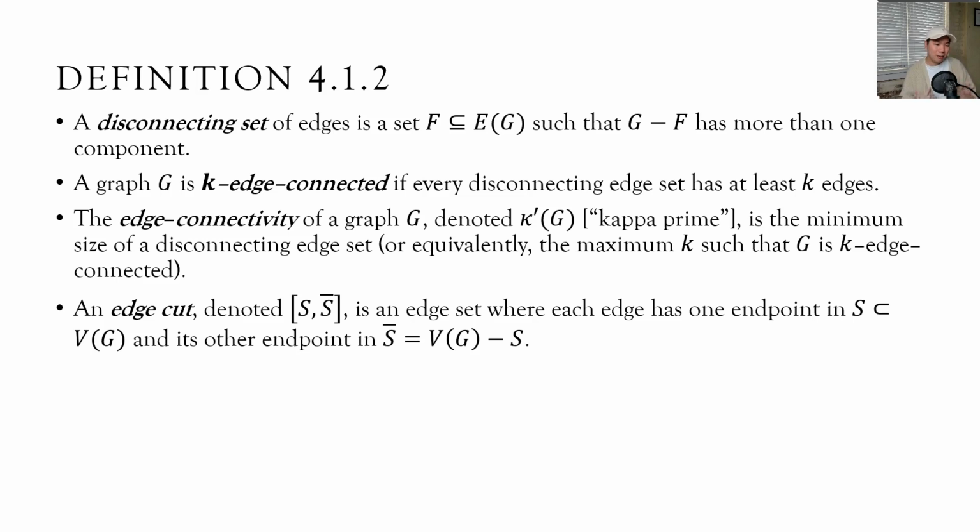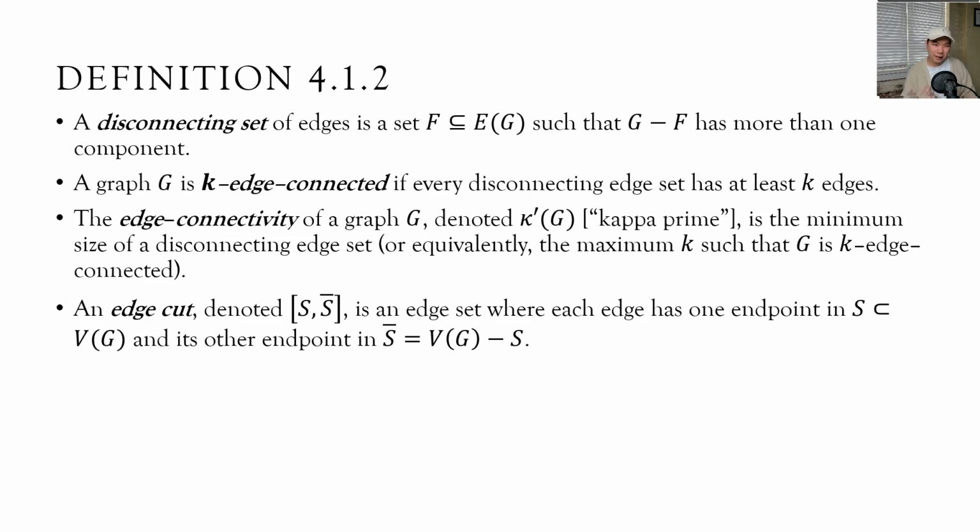Next thing I want to introduce is an edge cut. Here I'm going to use this notation. It looks like a bracket with an S and S bar. Remember the S bar, this represents almost like my complement. So this edge cut is an edge set where each edge has one endpoint in S and the other endpoint is in S bar. In other words, the vertices of G minus the vertices of S. So here we have an edge cut.